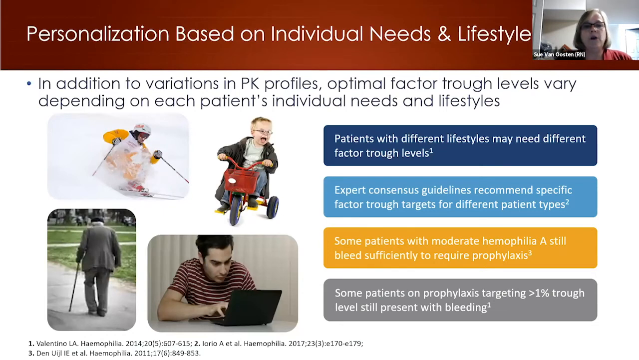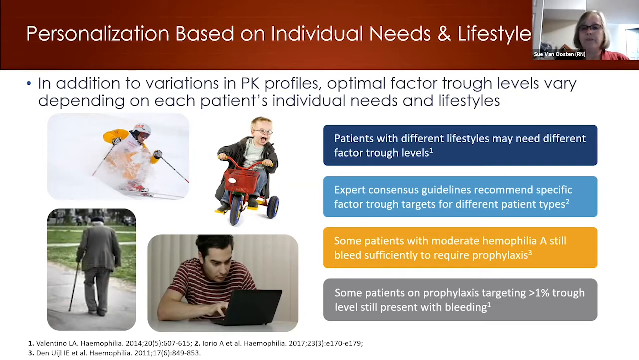So in addition to the pharmacokinetics, we look at the trough levels depending on the individual's needs. So what is their lifestyle like? We look at the experts' consensus on different guidelines, because there's so much research being done on this that it's not just one thing that we can look at. We can't just look at the patient's lifestyle. We also have to look at the guidelines.